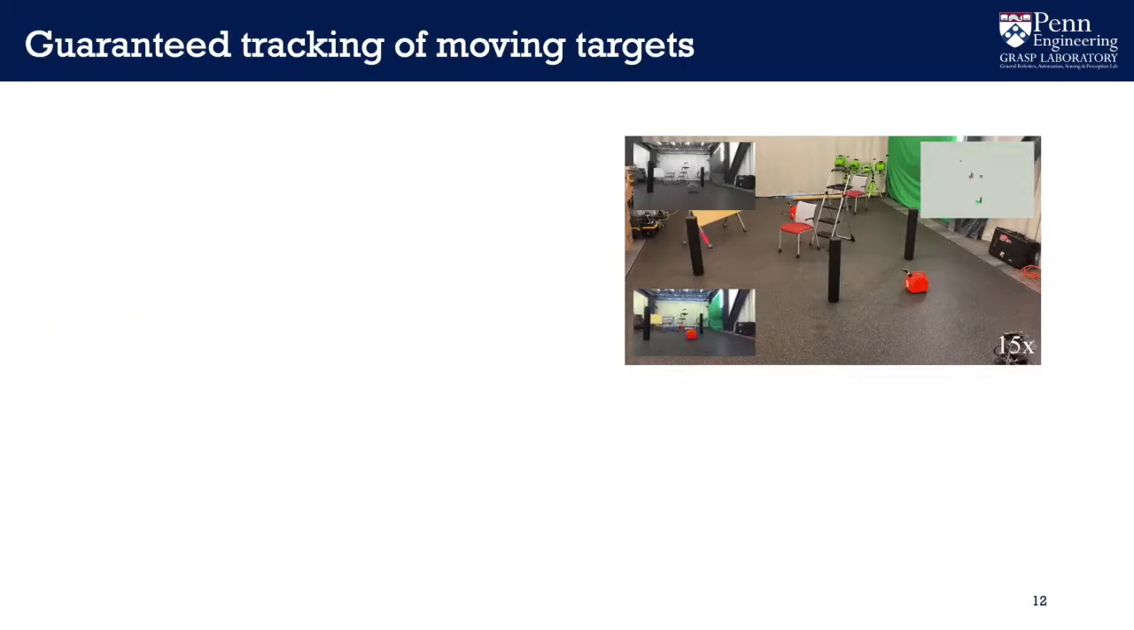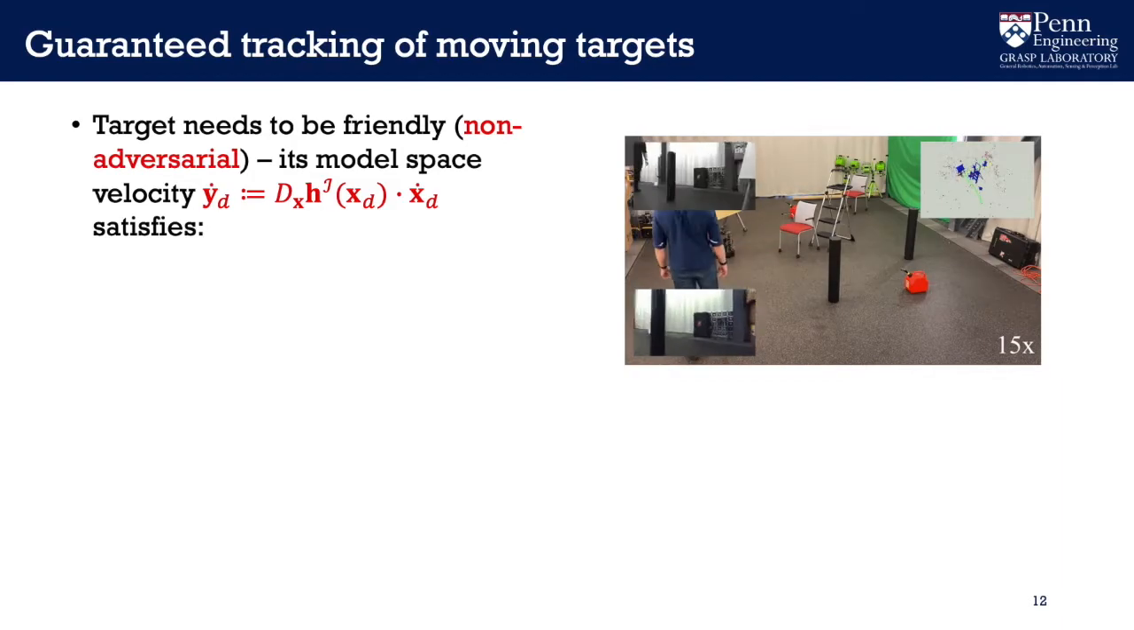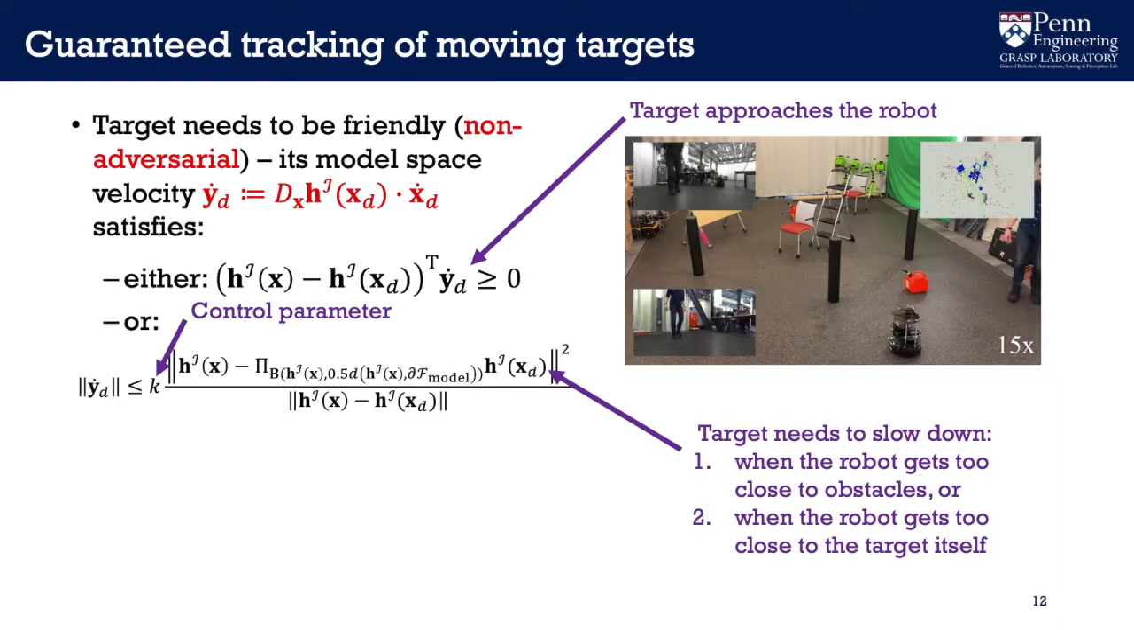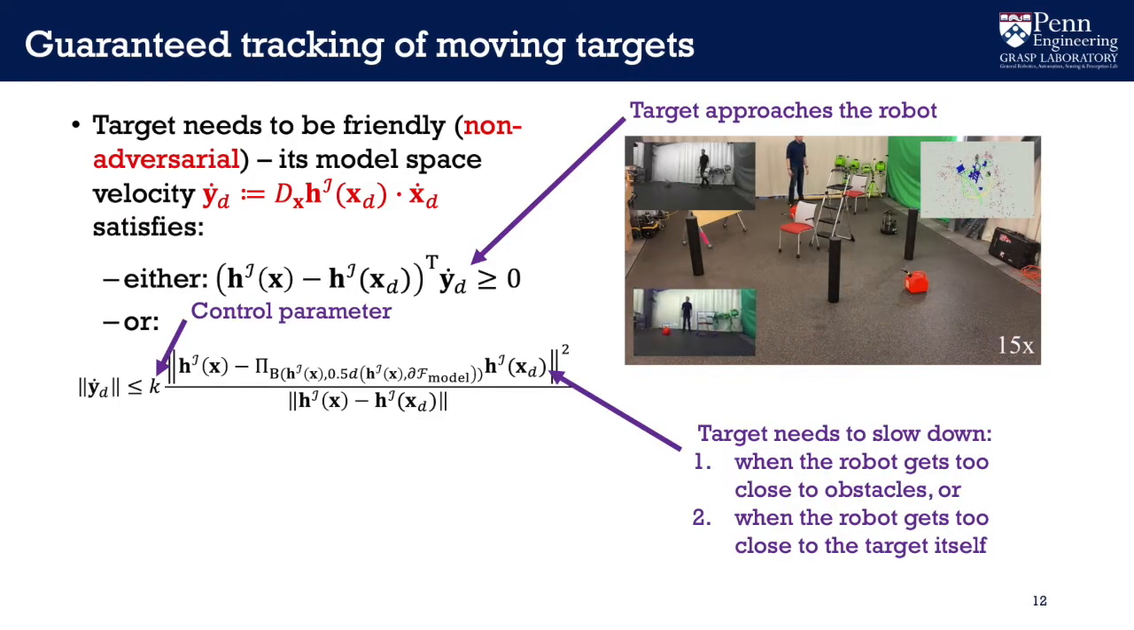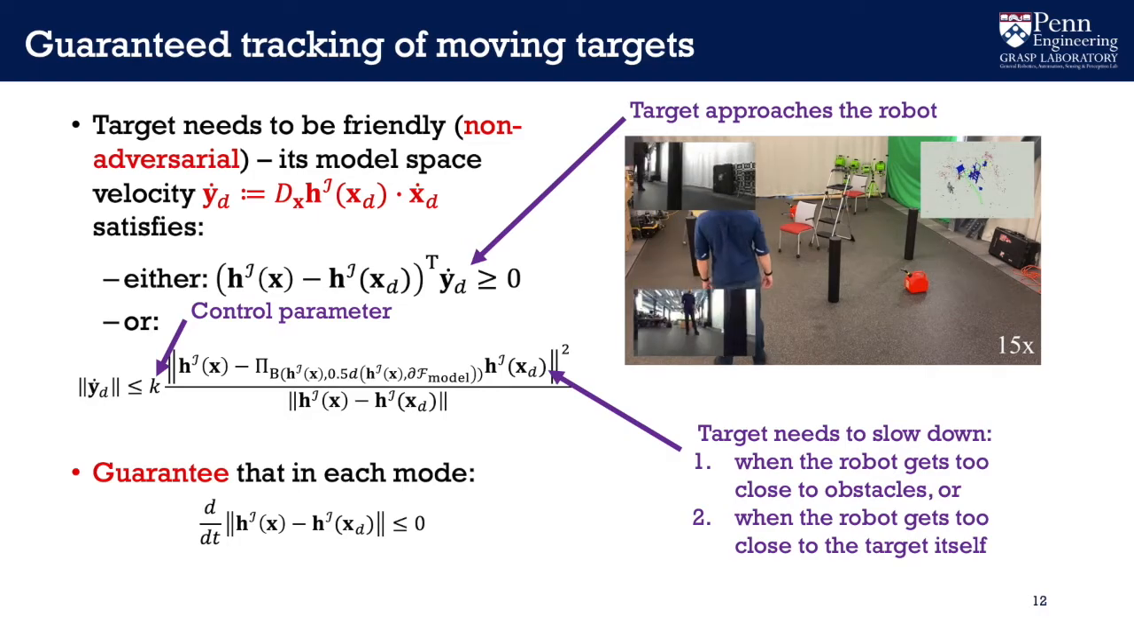In this work, we also extend our formal guarantees to moving targets such as humans. We assume that the target is friendly in the sense that its model space velocity is such that the target either approaches the robot or slows down when the robot gets close to obstacles or when the robot gets too close to the target itself. With these conservative assumptions, we can guarantee that the distance of the robot to the target in each mode of the hybrid system will never increase.